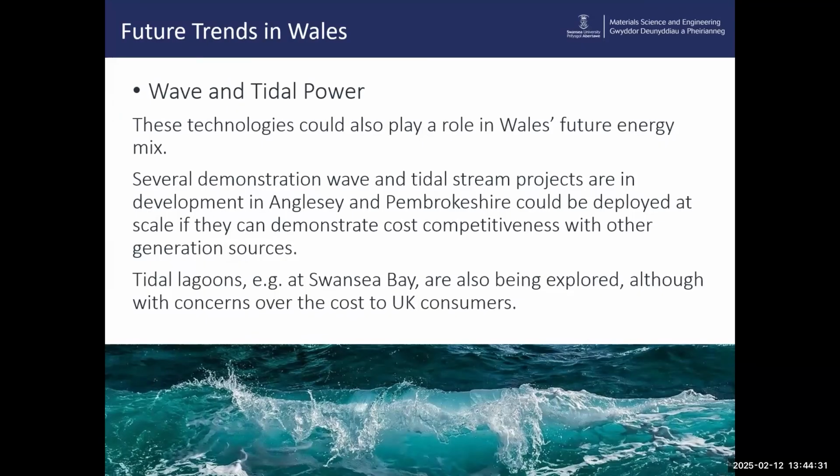Wave and tidal power could also play a role in Wales's future energy mix. Several demonstration wave and tidal stream projects are in development in Anglesey and also Pembrokeshire, i.e. the Celtic Freeport, which has wind and hydrogen energy. These could be deployed at scale if they can demonstrate cost competitiveness with other generation sources. Tidal lagoons are also being explored, for example, the Swansea Bay Blue Eden Tidal Lagoon, although there are concerns over the cost to UK consumers.